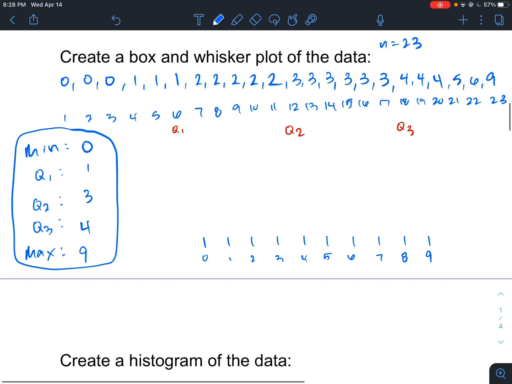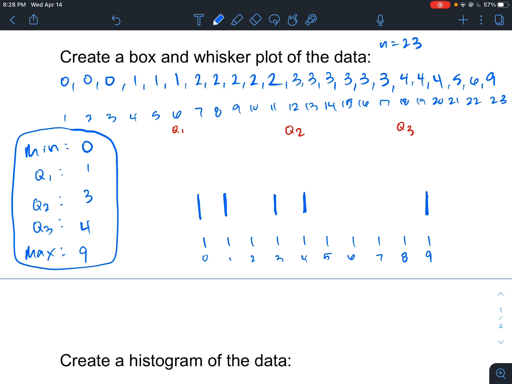Now, let's mark where our 5-number summaries are. So here is a marker at 0, right? And then here is the other marker at 9. I have Q1 at 1. I have Q2 at 3. I have Q3 at 4. Okay, and those are all my data.